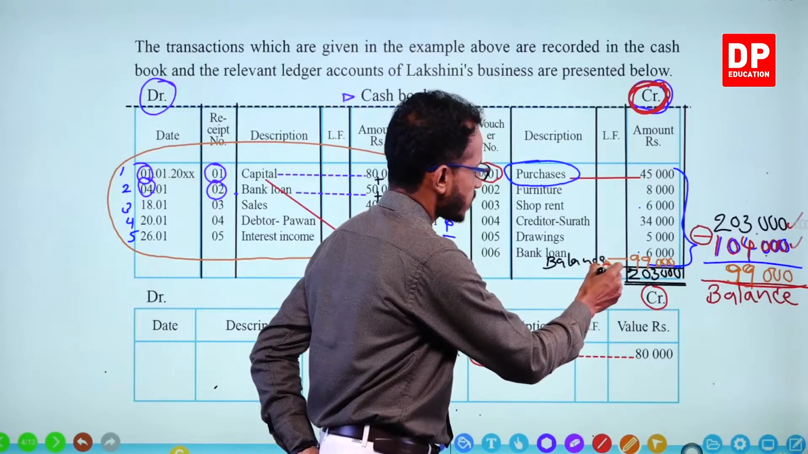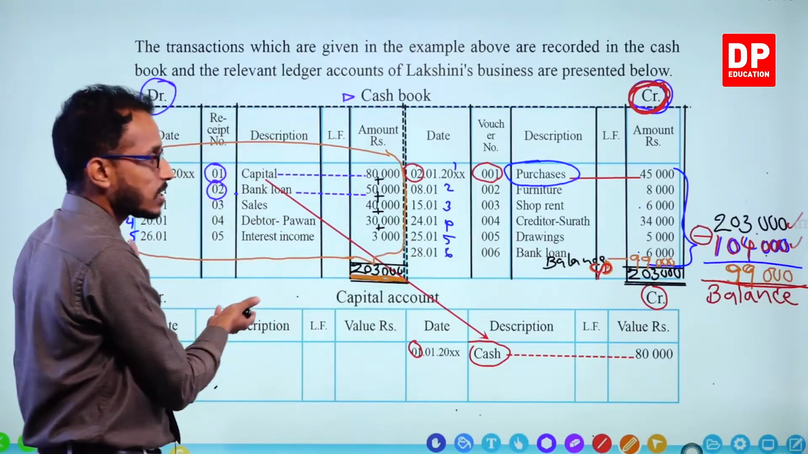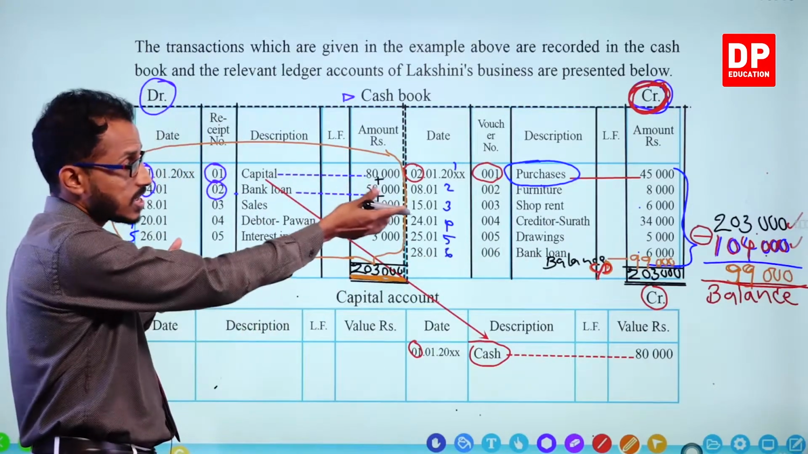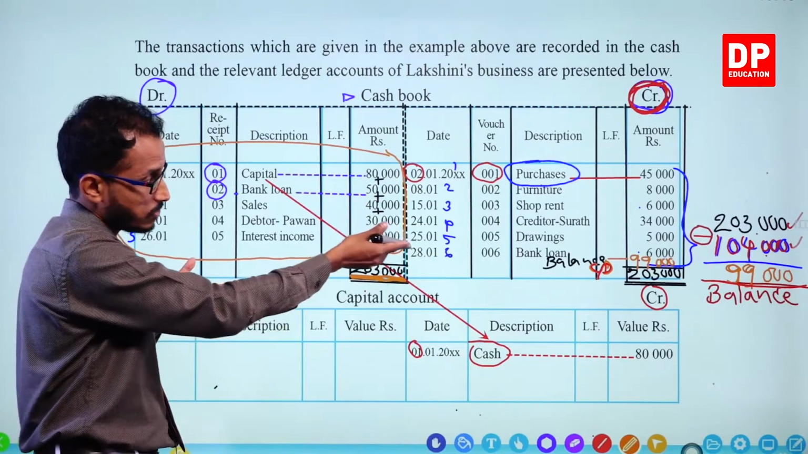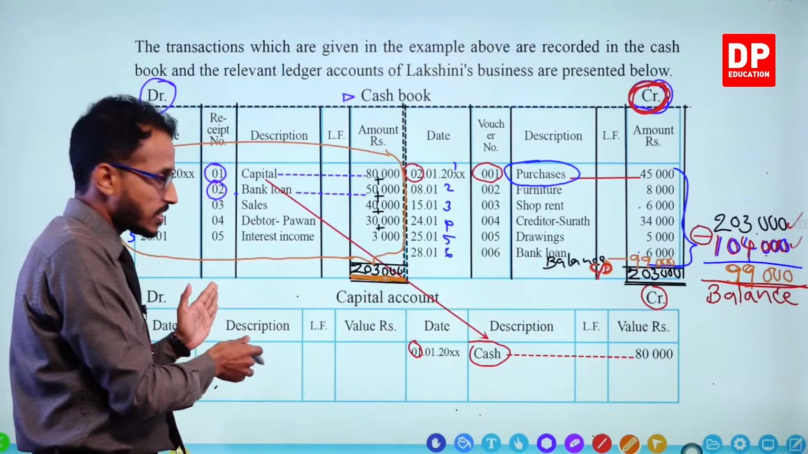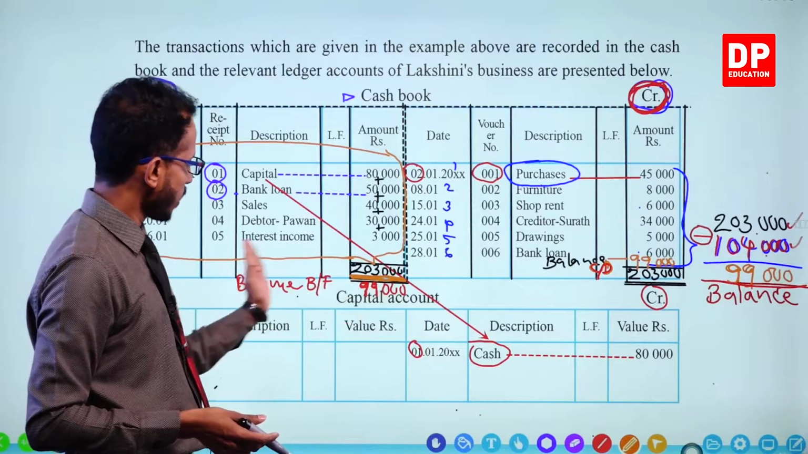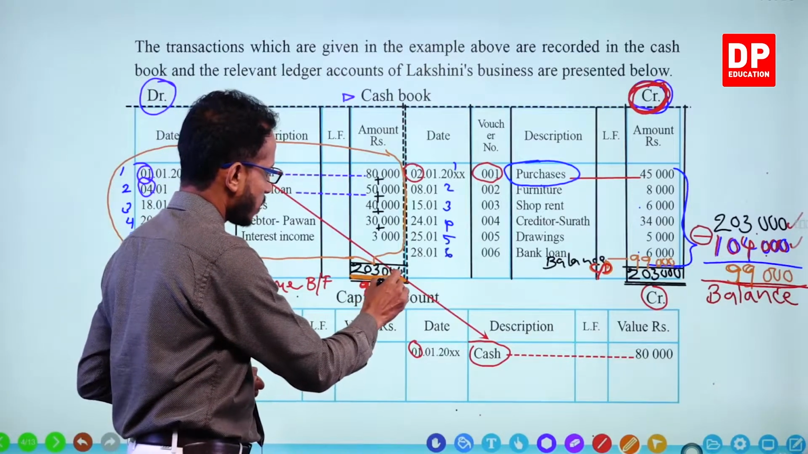Okay, CD carried down. And what we do is, for the next month, we should start the month, that is the end of the month, remaining cash balance 99,000. Next month should be started with this 99,000, so we write it under the debit side again, mentioning in the description column, balance brought forward, to start up the next month.